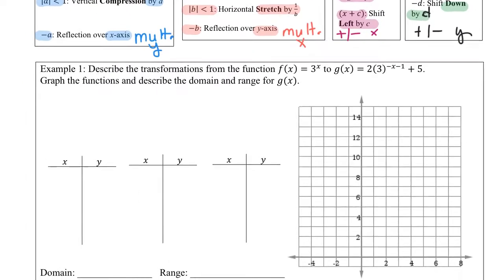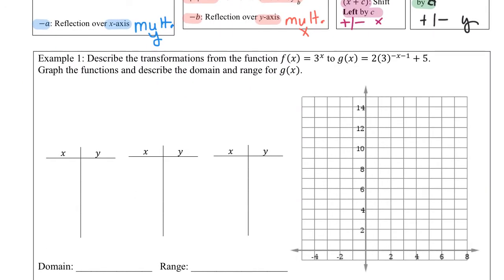So example 1. Describe the transformations from the function f of x equals 3 to the x to g of x equals 2 times parentheses 3 to the negative x minus 1 power, plus 5. First, let's try to describe, but I also need to make sure that I don't have a b value that needs to be factored out. I look in the front of my x's right here, and I see that it does have a coefficient in the front. So I need to factor out this negative 1.